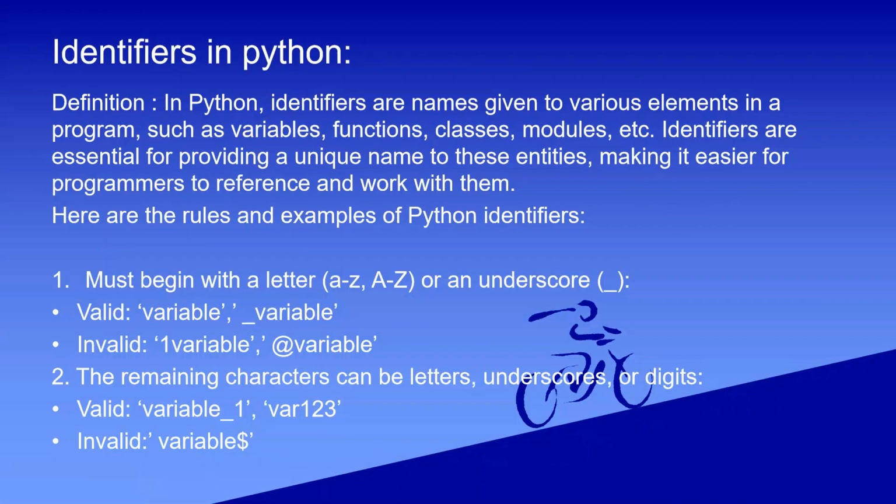First rule: it must begin with a letter, either capital or small, or an underscore. This is the valid Python code, variable or underscore variable. This is the invalid case. The second rule is the remaining characters can be letters, underscores, or digits. So after the first letter, we can use any number or digit or underscore. Other than underscore, all other symbols are invalid.